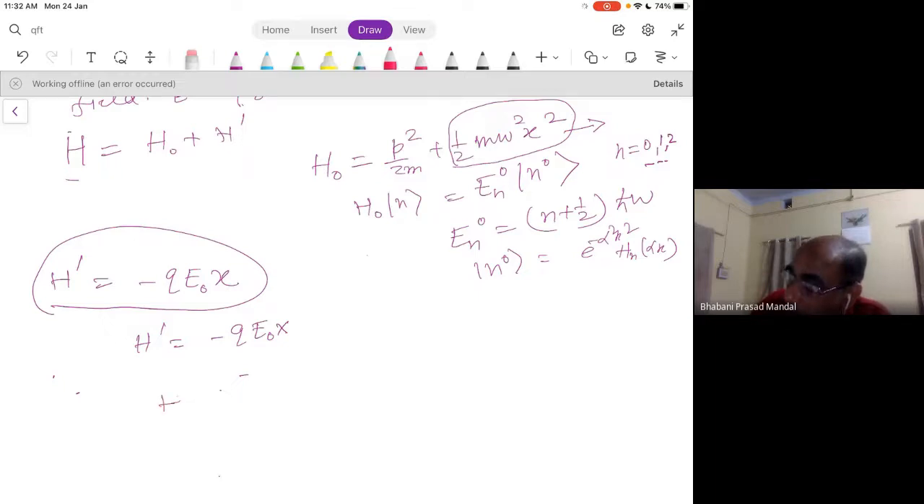Now my complete Hamiltonian is p square by 2m plus half m omega square x square minus q E0 x. And we don't know the solution yet, but this problem of course can be solved exactly.